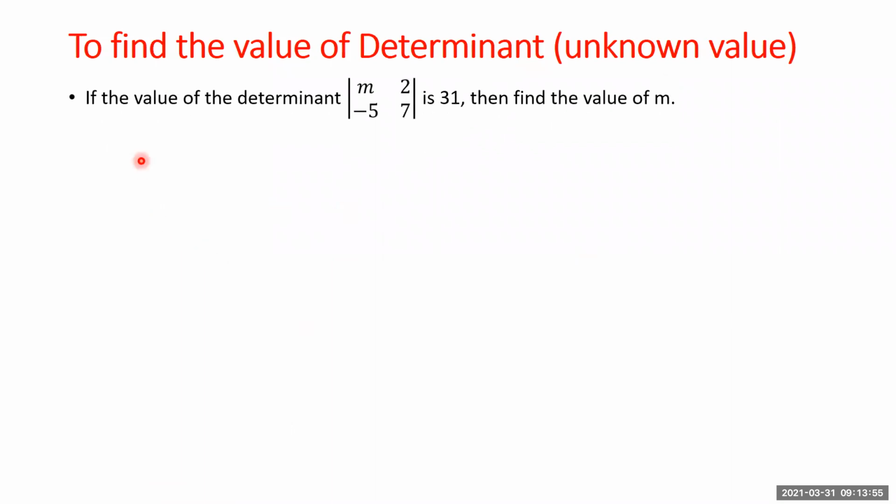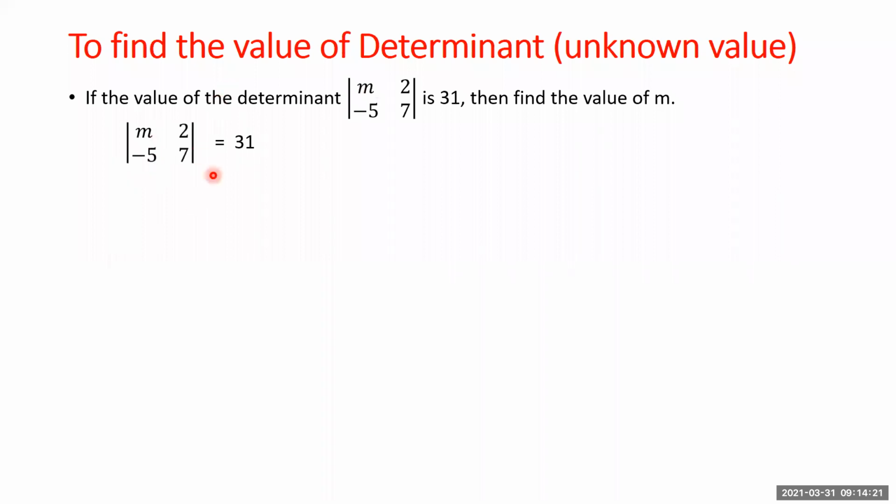Then next, to find the value of a determinant with an unknown value. So what is this unknown value? See, sometimes in the question paper, the questions are like this. If the value of the determinant m, minus 5, 2, 7 is 31, then find the value of m. Okay, so m we do not know. Sometimes they may give x, m or t. Any unknown value they can give over here.